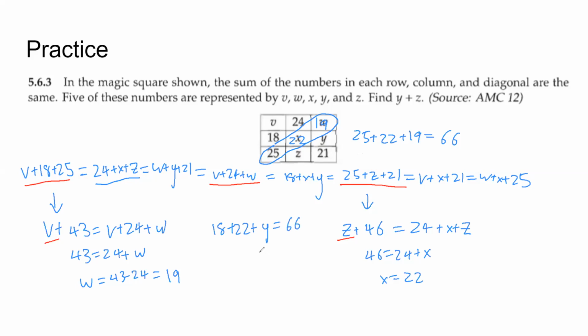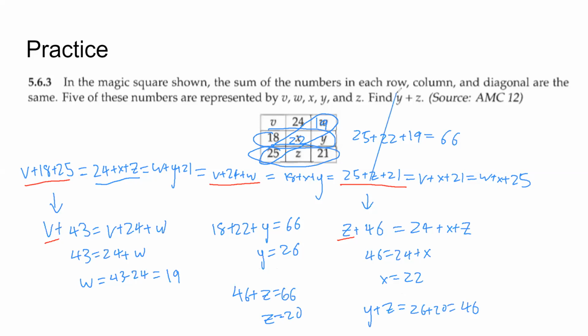I mean, 26. Yeah, so in case anyone didn't catch that, he's taking this row, which is 18, 22, and y. Since we know the sum here is 66, we solve for y, which is 26. On the same note, we can use this bottom row to solve for z: 46 plus z is equal to 66, so z is 20. For our final answer, we have to make sure what they want: not w plus z, but y plus z, which is equal to 26 plus 20, which is 46. So that'd be our answer here.